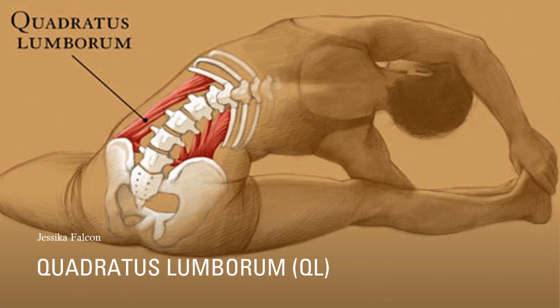It's going to be talking about the quadratus lumborum. The quadratus lumborum, also known as QL, which I'm going to be referencing as the QL from now on, is a muscle that resides in the deep and posterior lateral inferior area of the spine, and it involves the iliac crest, the transverse process of the lumbar vertebrae, and the 12th rib.